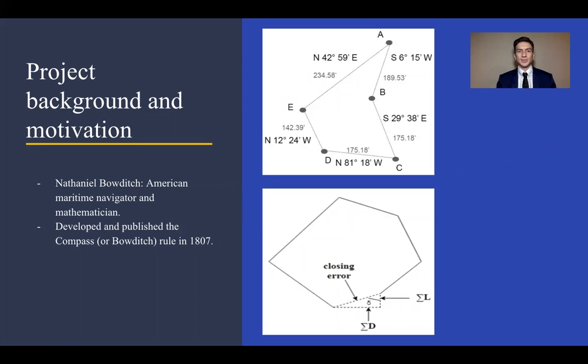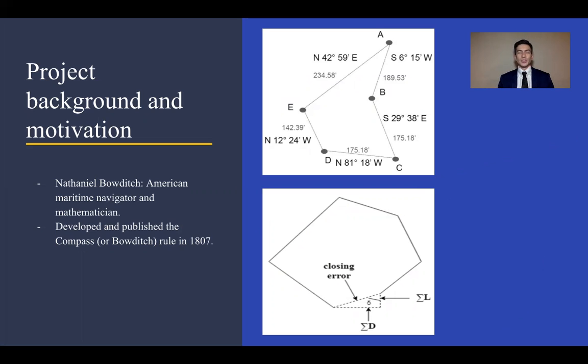While plotting a closed traverse, the endpoint coincides exactly with the provided starting point. This means that the algebraic sum of the latitudes, the sum of the northing minus the sum of the southing, should equal 0. In the same fashion, the algebraic sum of the departures, the sum of the eastings minus the sum of the westings, should also equal 0.